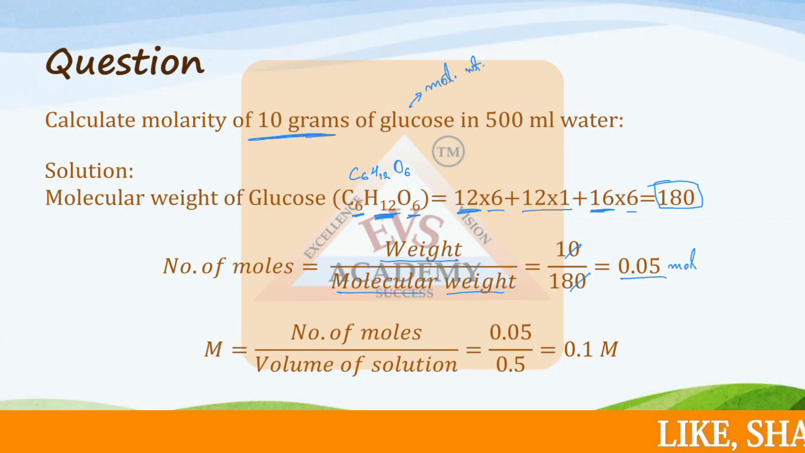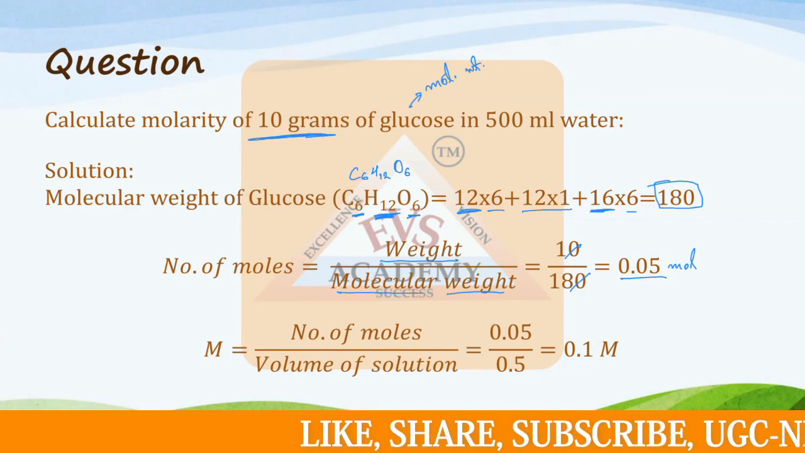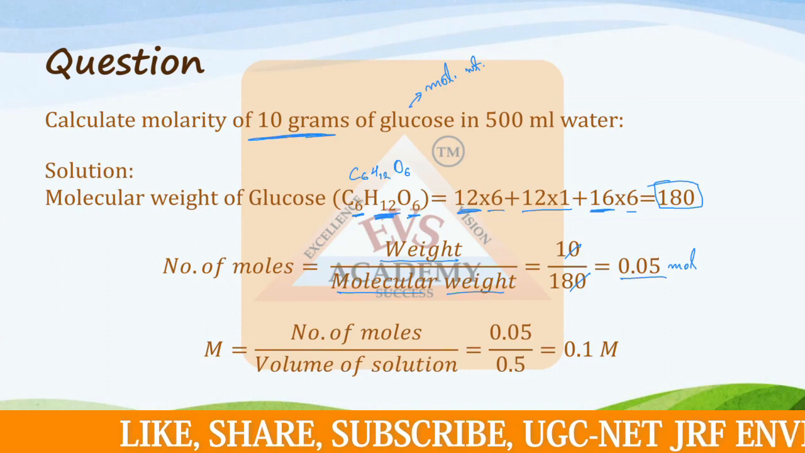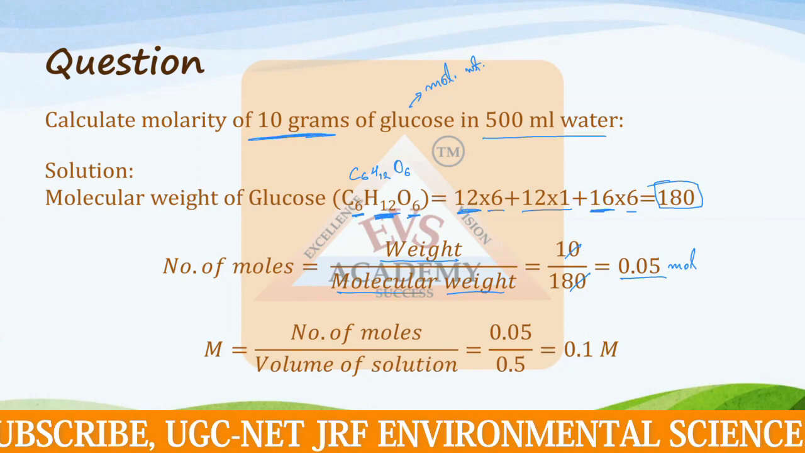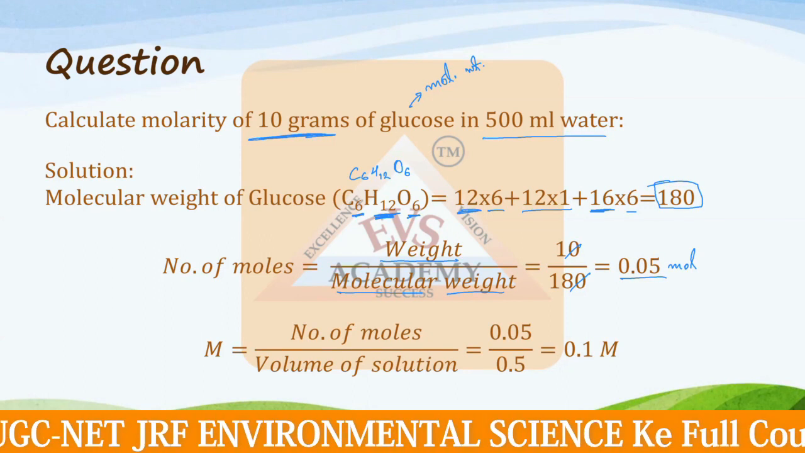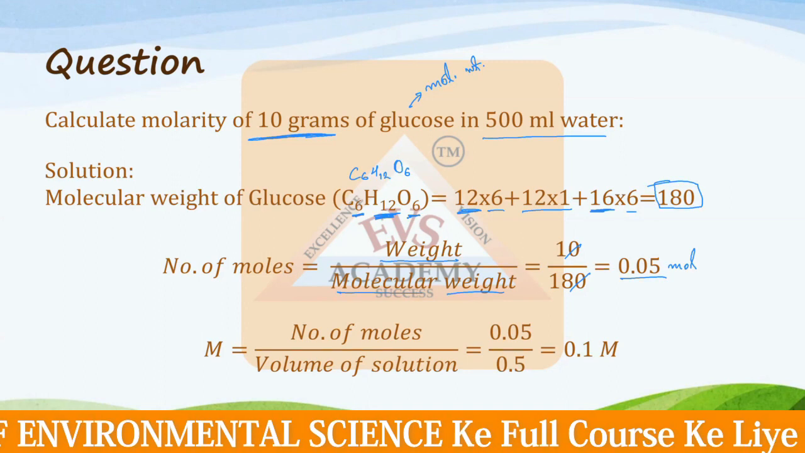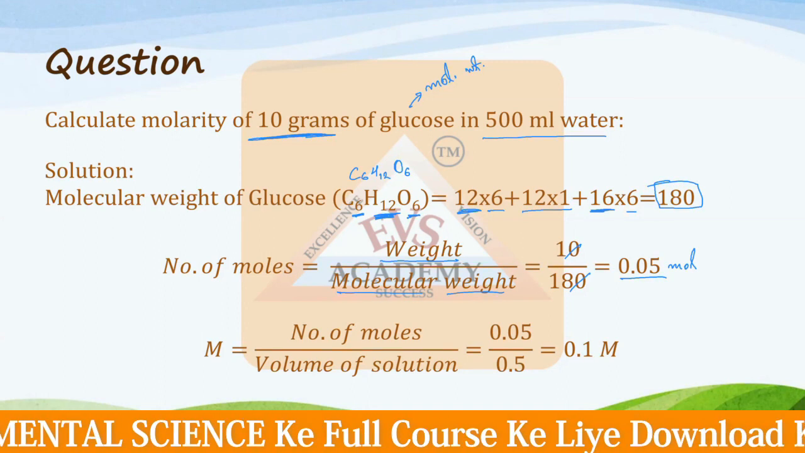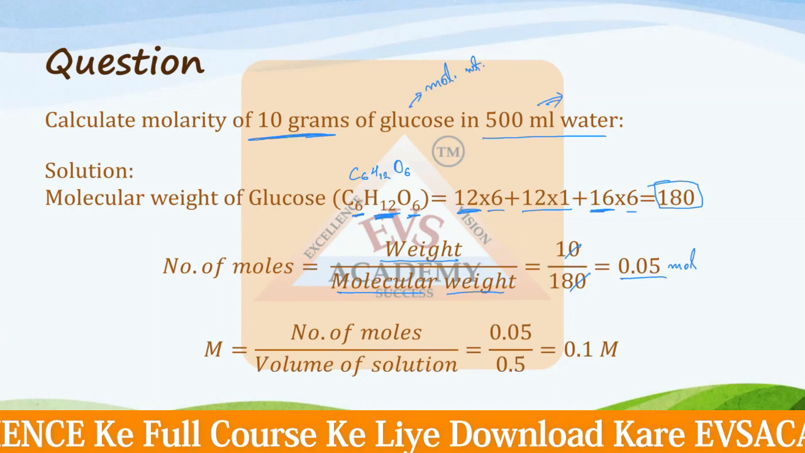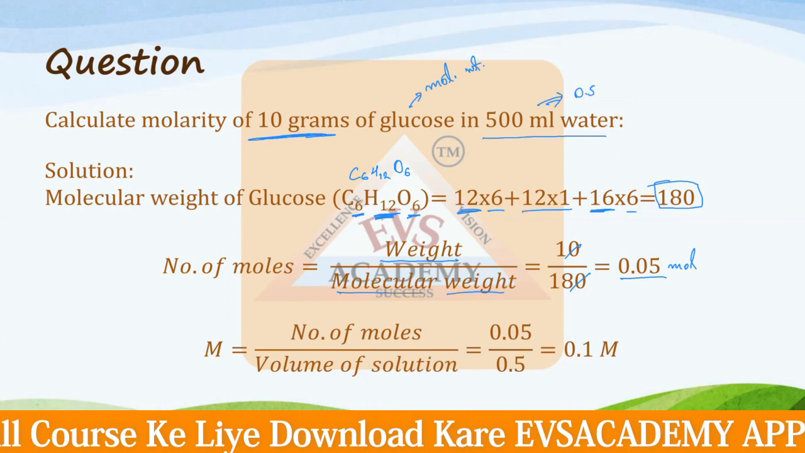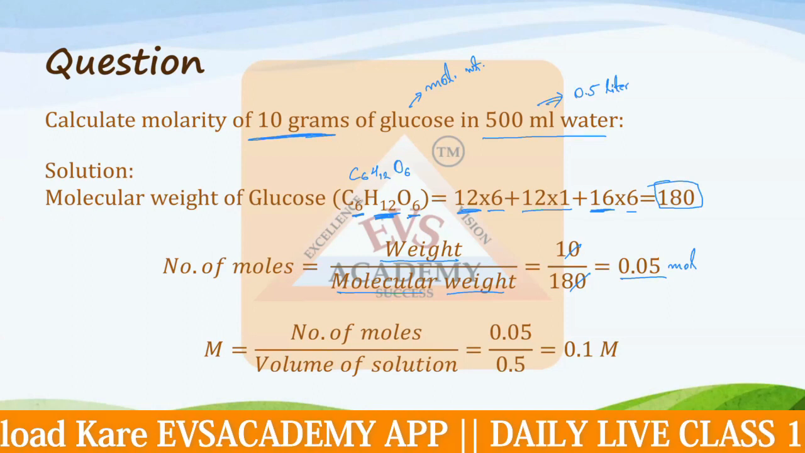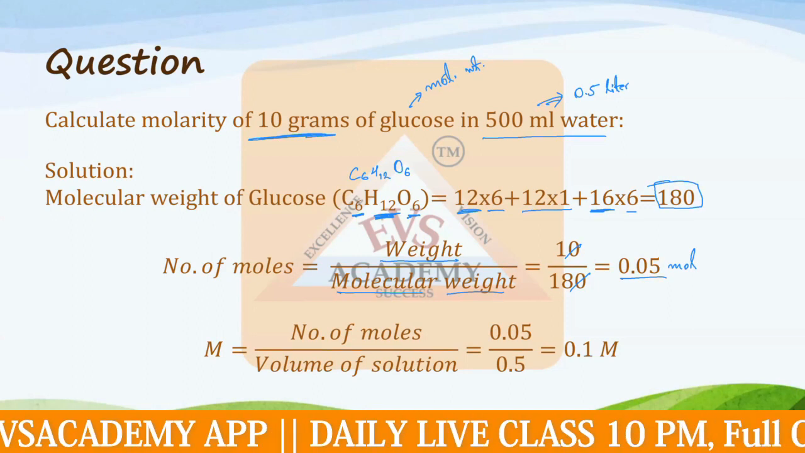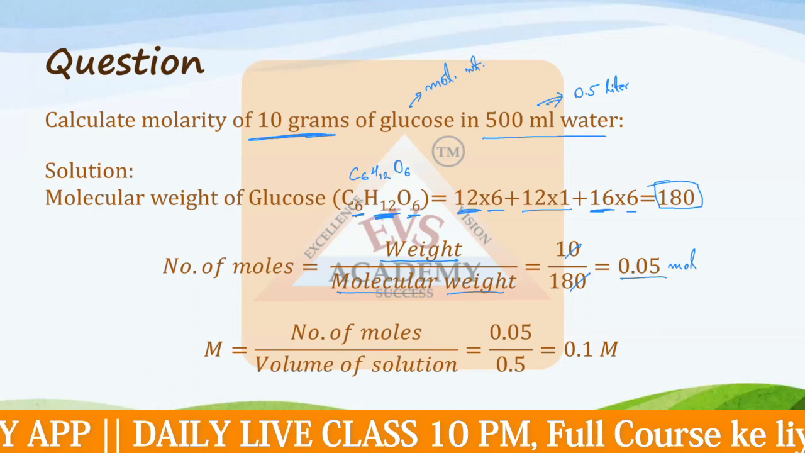Then molarity you have to calculate. Molarity equals the number of moles divided by the volume of solution. The volume of solution is provided here, that is 500 ml of water. So the number of moles is 0.05 as we have calculated, divided by the volume of solution in liters. 500 ml is how much? Half a liter of water, so 0.5 liter. So 0.5 we put here. If you solve this, it is equal to 0.1 molar.